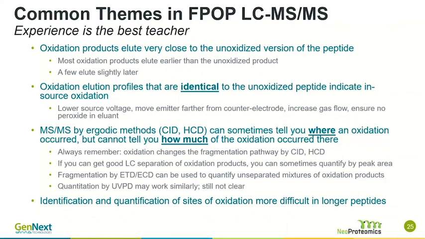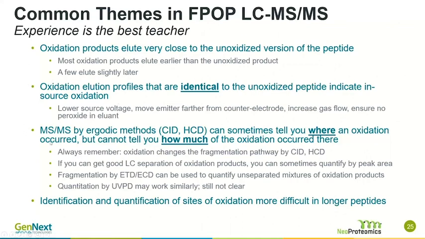nitrogen gas flow. Or one problem that a colleague ran across one time is they accidentally tried to do direct infusion without getting rid of all the hydrogen peroxide, and the hydrogen peroxide in the electrospray plume just oxidizes things like crazy. So things to keep in mind: if you see that the elution time of your oxidized product is identical to the unoxidized peptide, check for in-source oxidation, because you almost certainly have it.